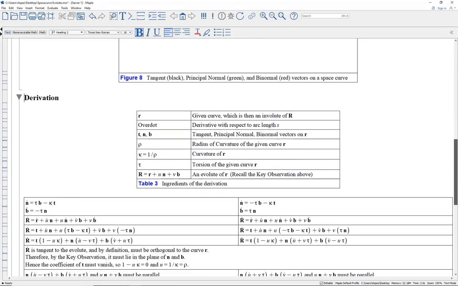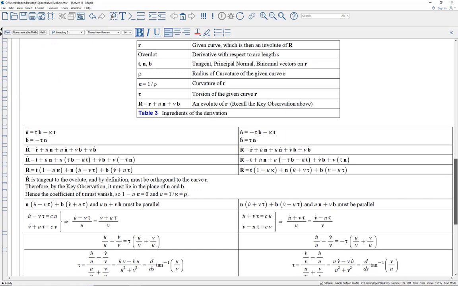So I think we're ready to tackle this derivation. Here are the ingredients. Let's begin the derivation. You notice there are two columns here. At the top of each column, I have two of the Frenet formulas. N dot is tau b minus kappa t. Consequently, b dot is the negative of tau n, torsion times n.